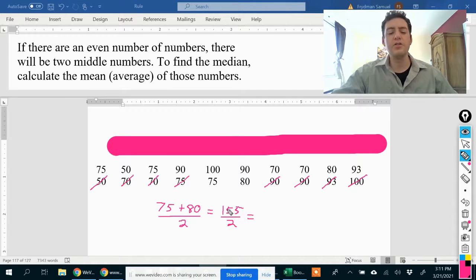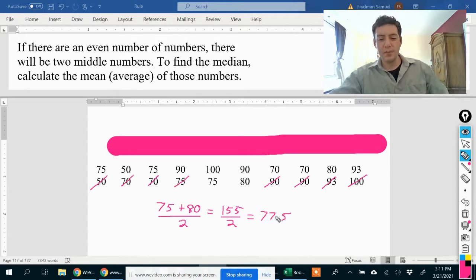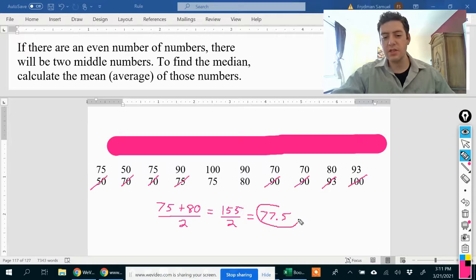Okay, and let's see, 150 divided by 2 would be 75. 5 divided by 2 would be 2.5. So 75 plus 2.5 would give me 77.5, which, by the way, this number, 77.5, is halfway between 75 and 80. So it kind of makes sense for us to get that as a result. Okay, so not this, but this would be our median.